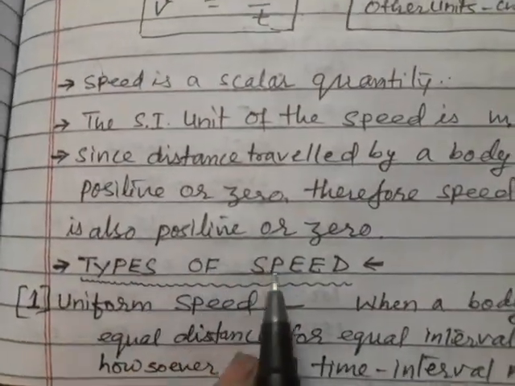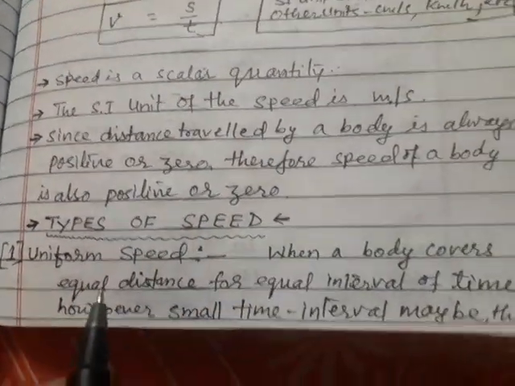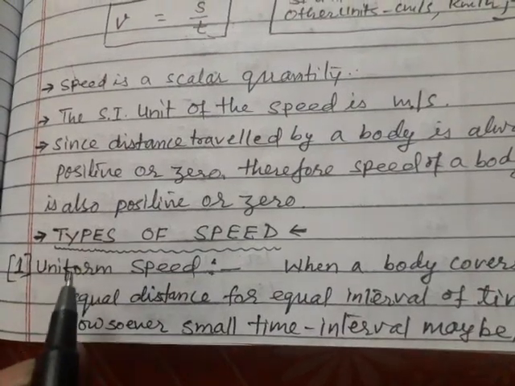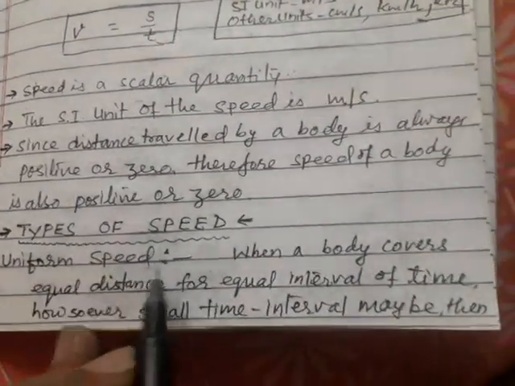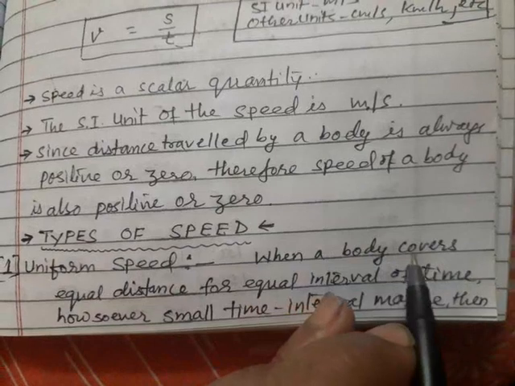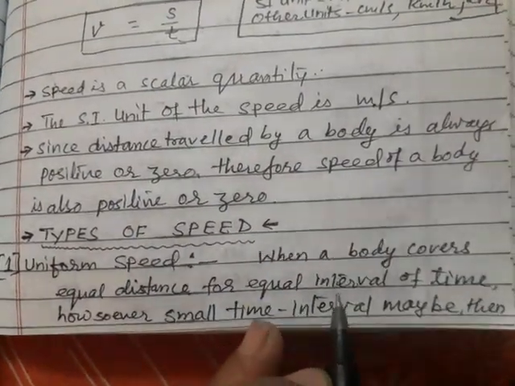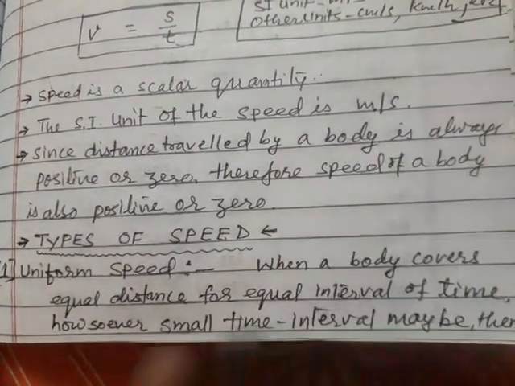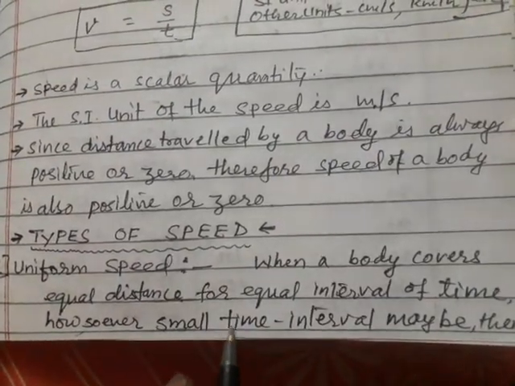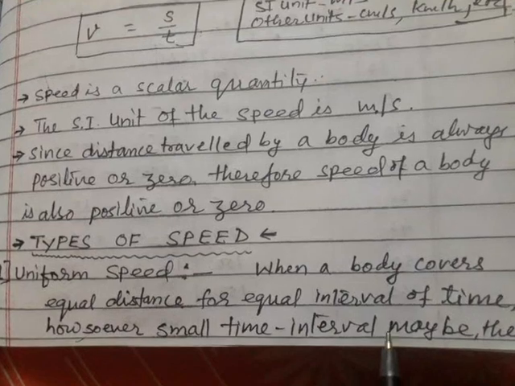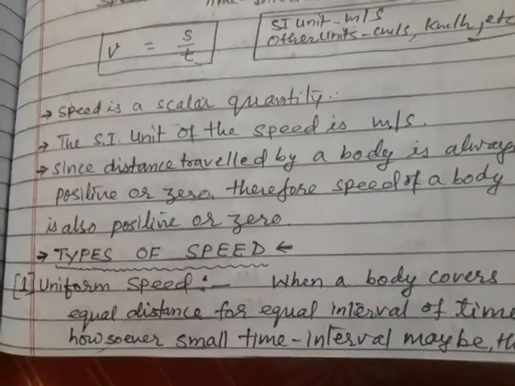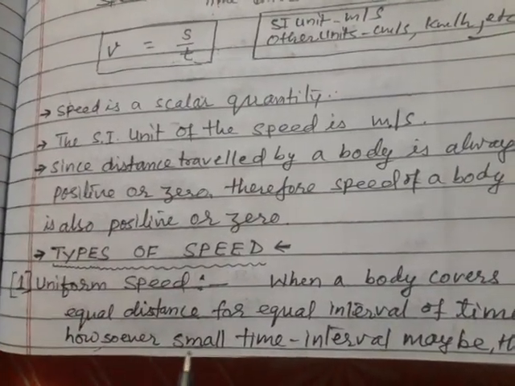The speed is of different types, so we classify it. One of them is uniform speed. When a body covers equal distance for equal intervals of time, howsoever small the time interval may be, then its speed is known as uniform speed.